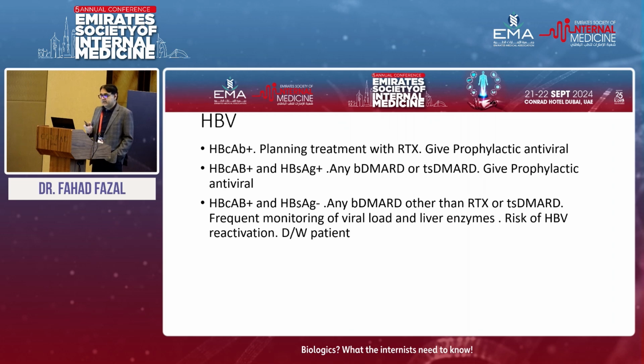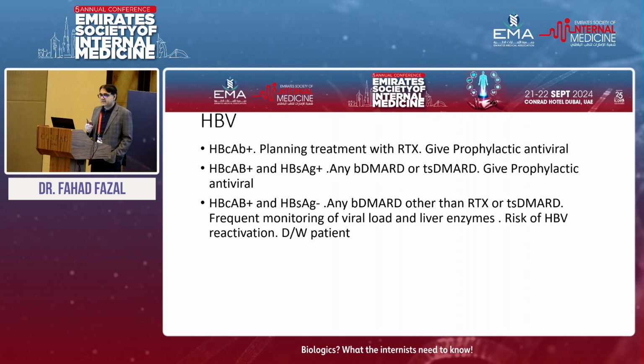So the third one is the important one. The patient who has a core antibody positive, but is surface antigen negative. That means that they have evidence of past infection with hepatitis B. So in these patients, if you're planning to give them any biological therapy except rituximab, or you're planning to give them a targeted synthetic DMARD, so the only exception here is rituximab. Besides rituximab, you can give them other biologics with close monitoring.